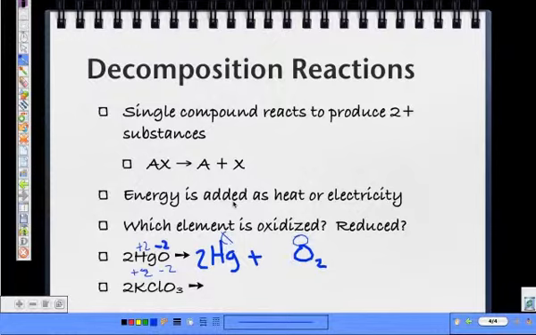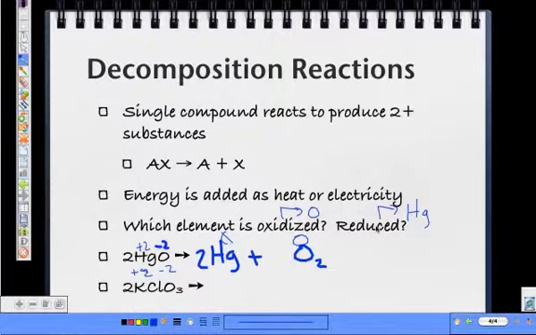Increased. So which one increased? Oxygen, right? Oxygen went from -2 to 0, so its number increased. Then hydrogen went from +2 to 0. So this would be, and so oxygen is the reducing agent and mercury is the oxidizing agent. Yep. Oxygen is the reducing agent. Mercury is the oxidizing agent.